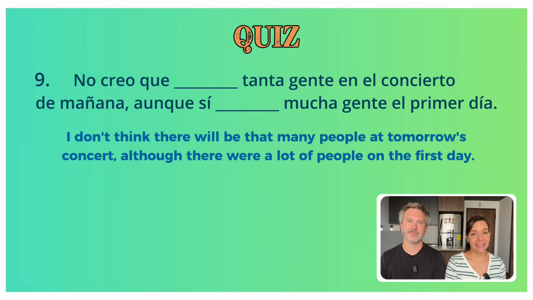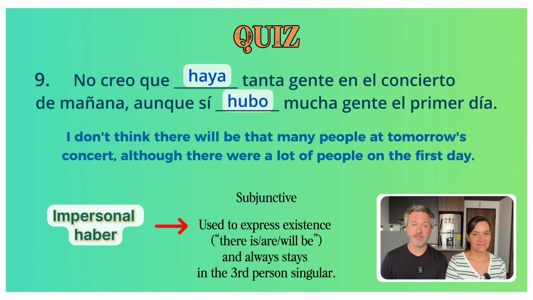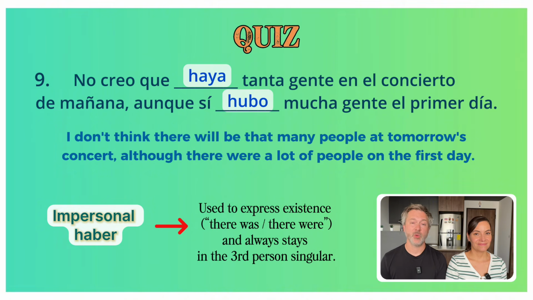No creo que blank tanta gente en el concierto de mañana, aunque sí blank mucha gente el primer día. No creo que haya tanta gente en el concierto de mañana, aunque sí hubo mucha gente el primer día. So in both of these cases, we're using haber impersonally. Now, the first one is in the subjunctive, haya, because we see that doubt. We're doubting something exists, no creo. So we're doubting, we need subjunctive. Now in the second one, we're stating a past fact, so we use hubo.